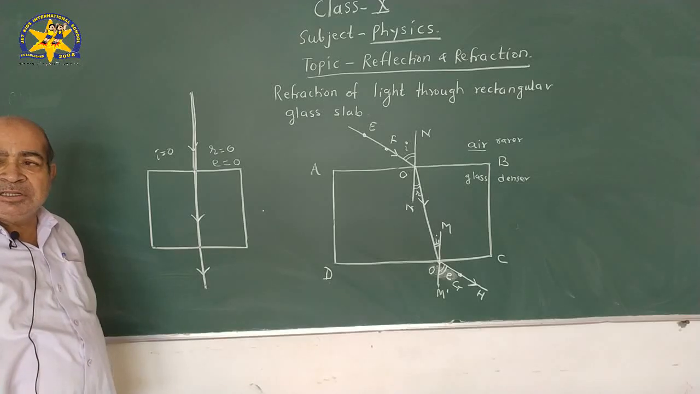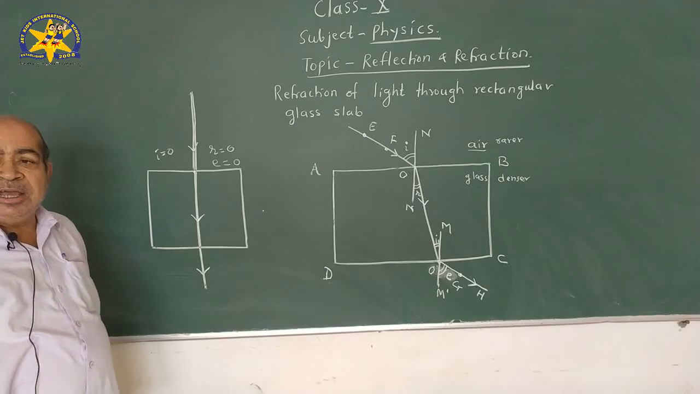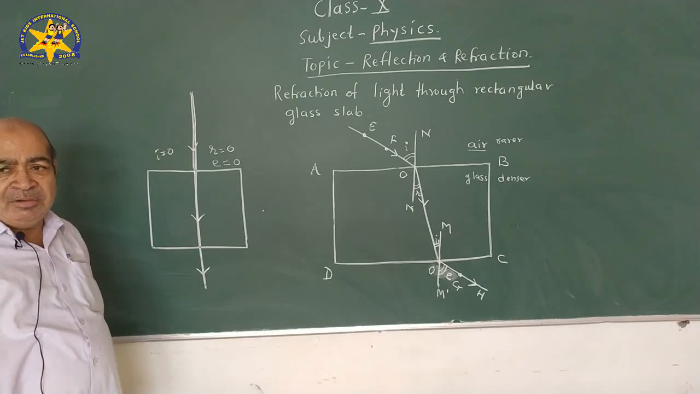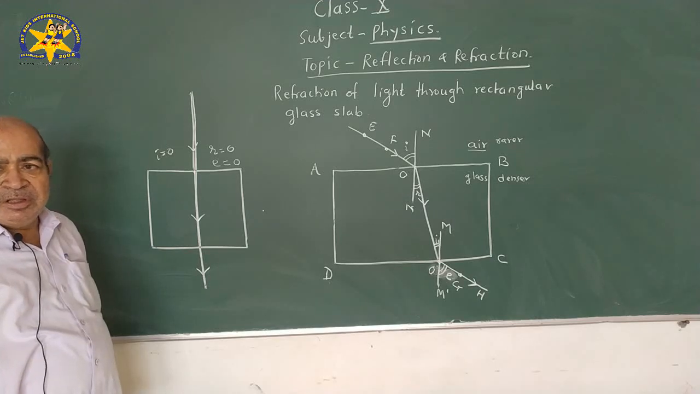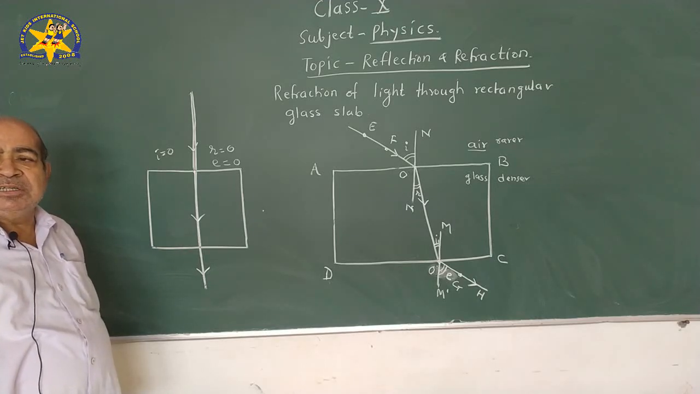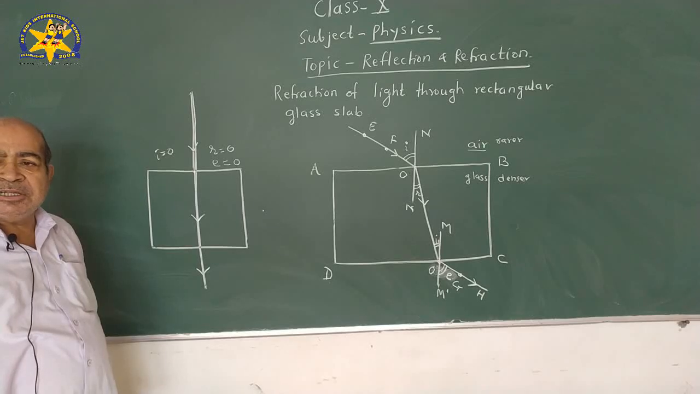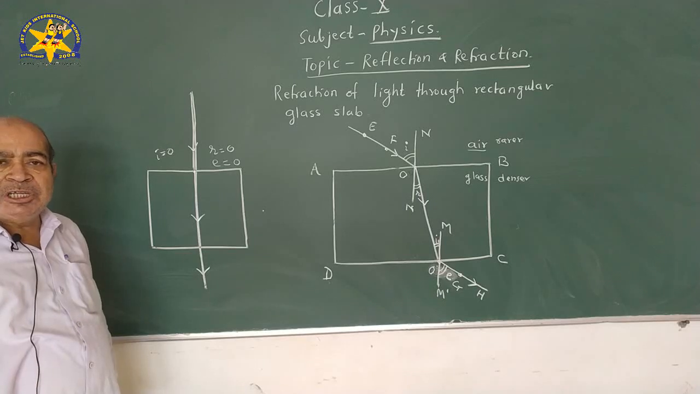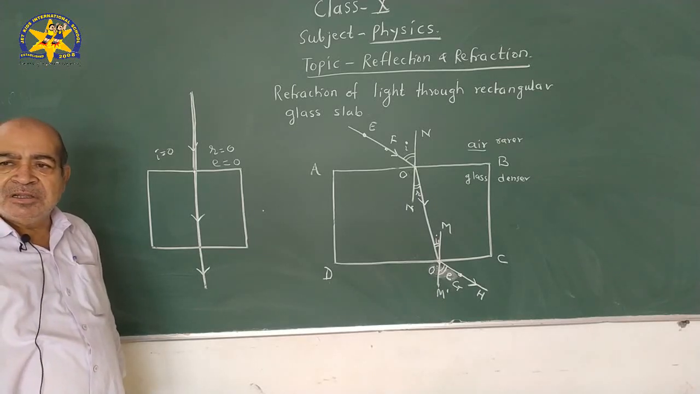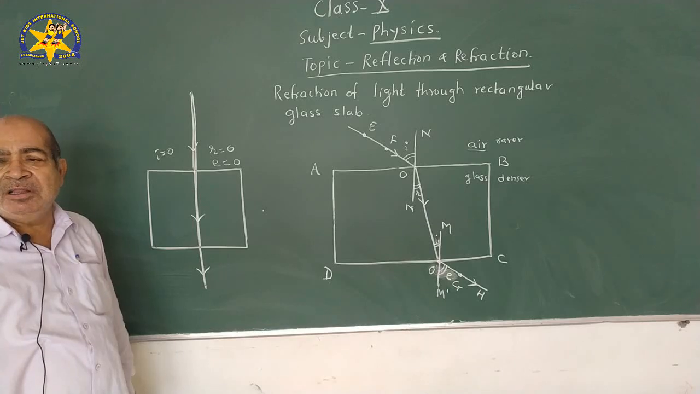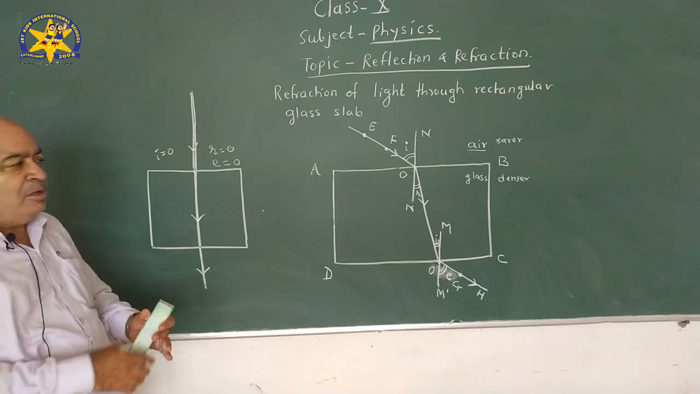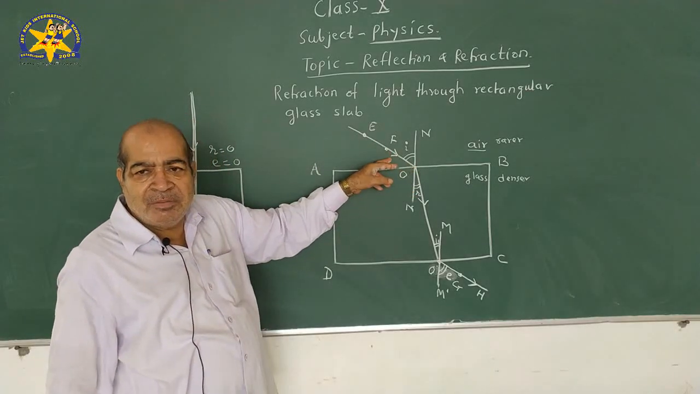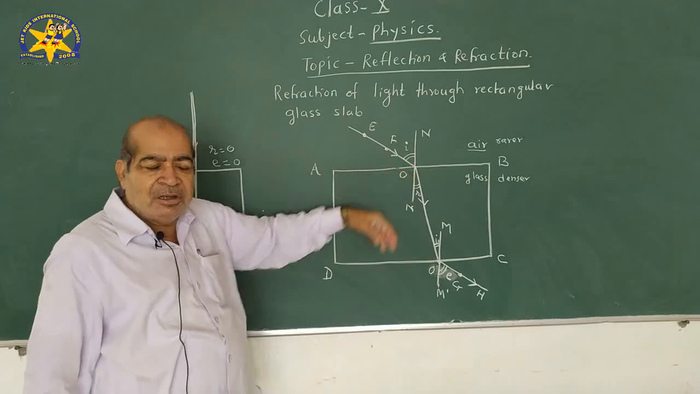Now sometimes there is a question: when the light is incident on the rectangular glass slab, and the angle of incidence is 0, angle of refraction is 0, and angle of emergence is 0, then which type of incidence is taking place on the rectangular glass slab? When the ray of light makes some angle with the normal, it is oblique incidence.